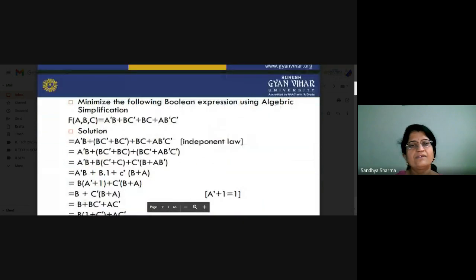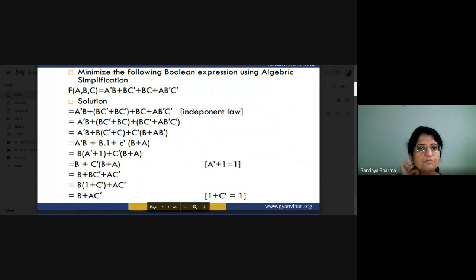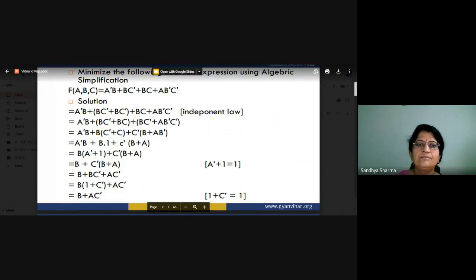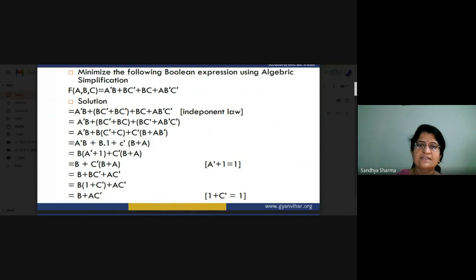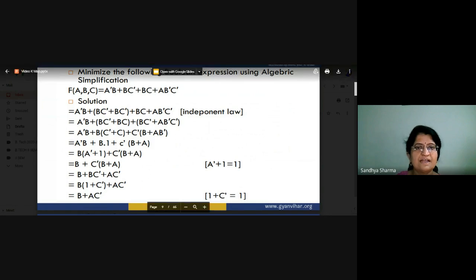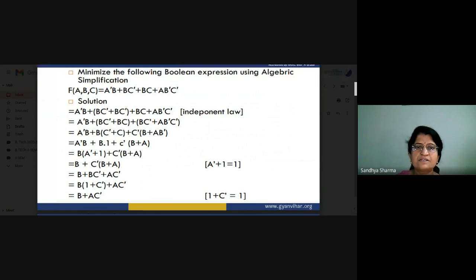We will again take one example. Suppose you are given to minimize the following Boolean expression. So you have again been given the simplification rules. Now what will happen here? BC dash plus BC dash, that is equal to two times. If you are taking the common point, you can write BC dash in the form of BC dash plus BC dash, because that is the idempotent law, and according to that there is no change, so we can write it in this way.